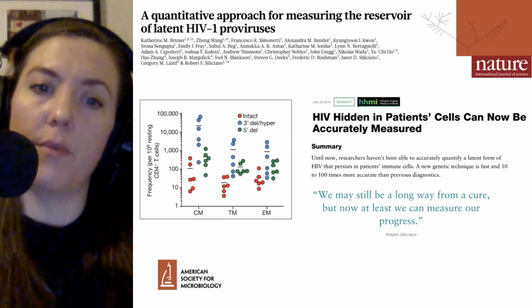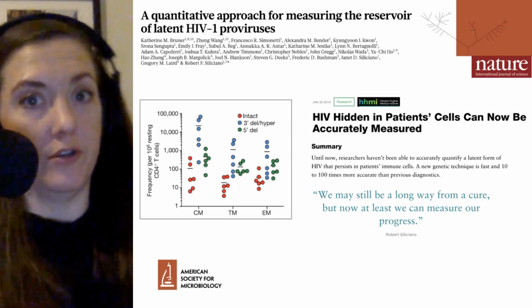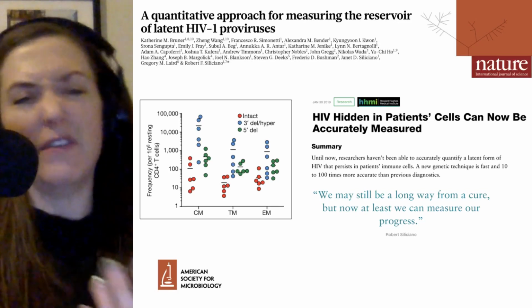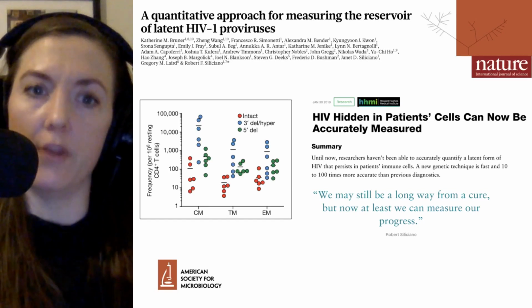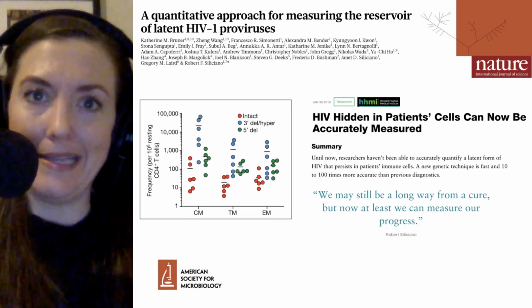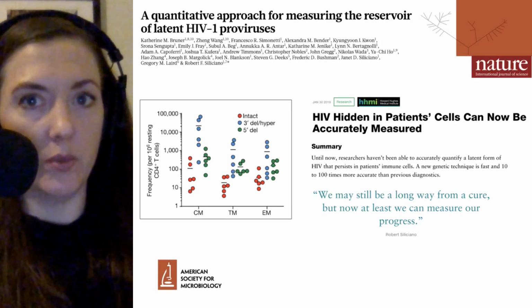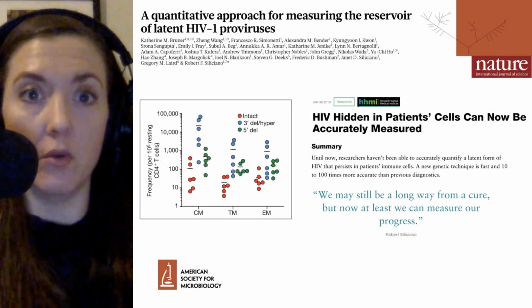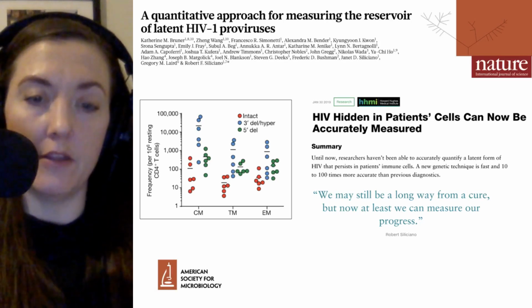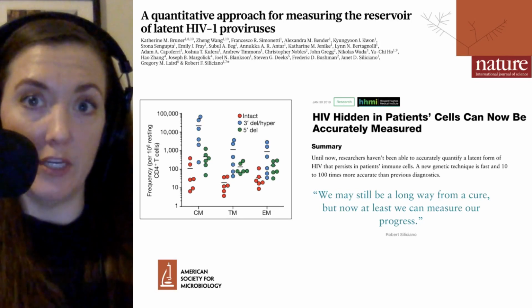And so they looked at the central memory, transition memory, and effector memory, which have different functions within the immune system. And they were particularly looking for those red dots, right? Those are the intact proviruses that can potentially reactivate and are the ones that are essential to eliminate for an HIV cure to be effective. And you can see that there's a larger proportion of these in the central memory cells.